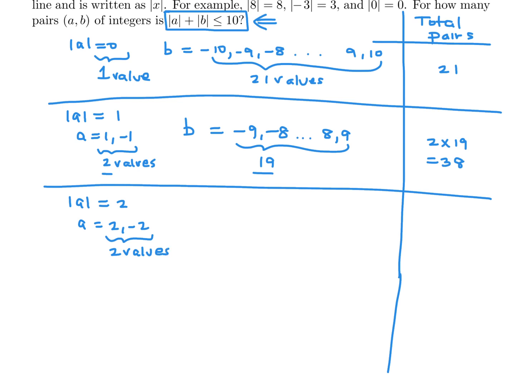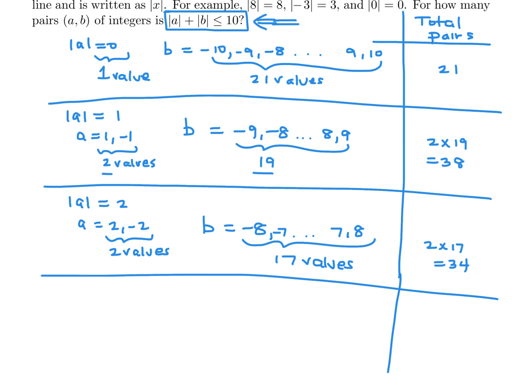And to make that inequality valid, B would be either negative 8, negative 7, and then all the way to 7 or 8. That is, I believe, 17 values. So the number of pairs would be 2 times 17, which is 34.